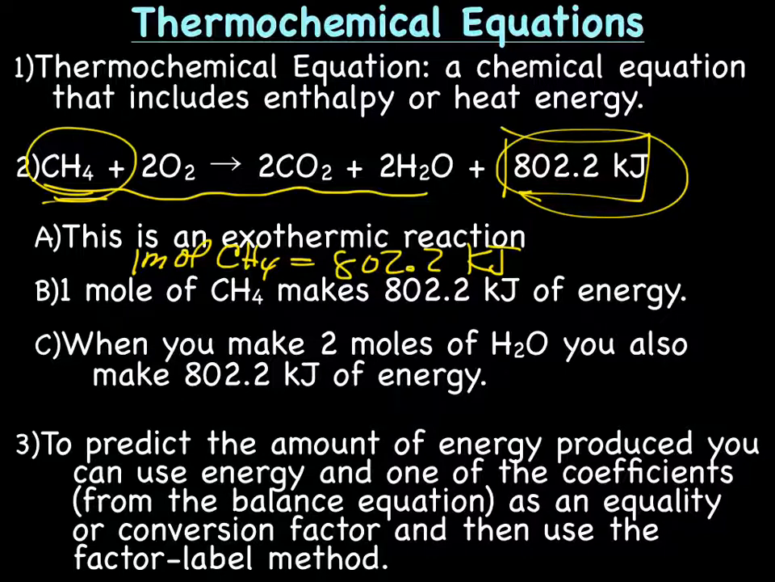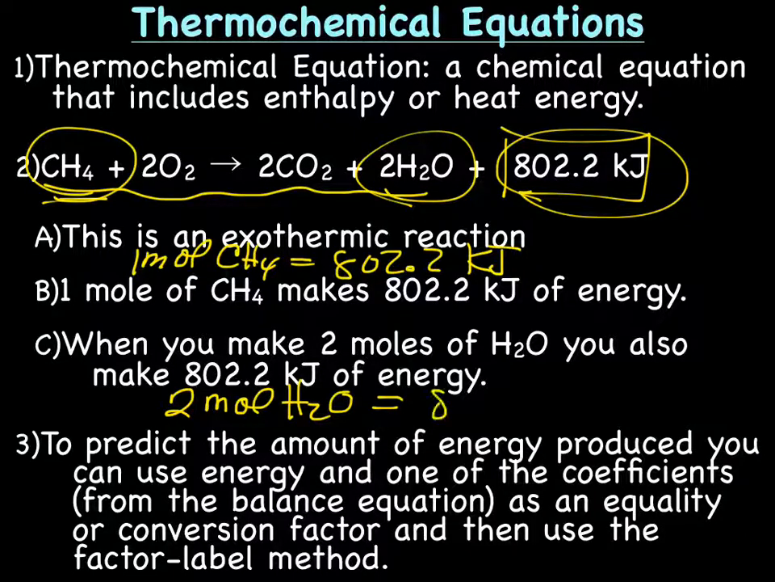If we were instead to talk about water, for every 2 moles of water produced, you also produce 802.2 kilojoules. Okay, so this is a new equality. So to predict the amount of energy produced, you can use the energy and one of the coefficients from the balanced equation as the equality or conversion factor, and then use the factor label method.